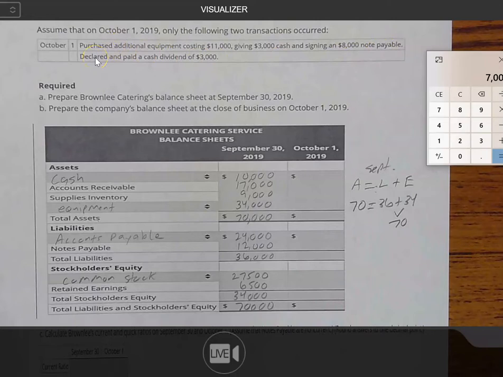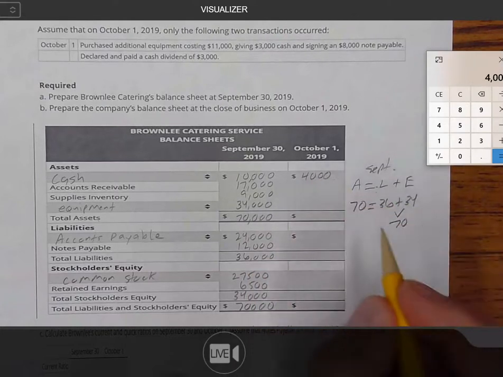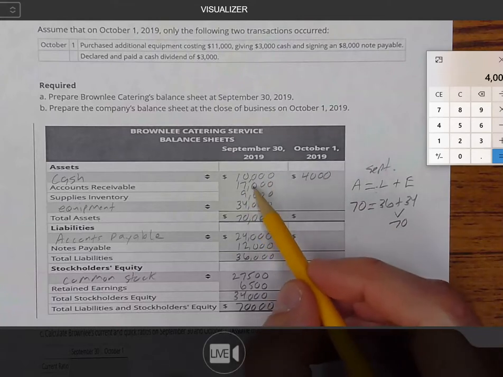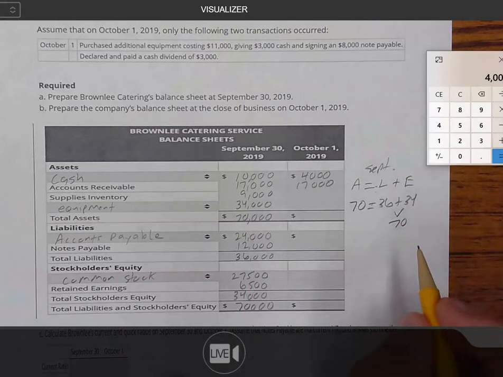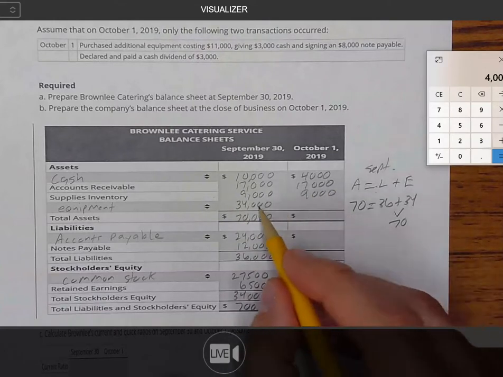And it says we also declared and paid a cash dividend of $3,000. So the main thing here is that we paid the cash dividend, and it was $3,000. So we're going to subtract out another $3,000 to get us to a cash balance on October the 1st of $4,000. All right. So we did not have any impact to accounts receivable, so we can merely write down that same number again. We had no impact to supplies, so we can just transfer that $9,000 over.